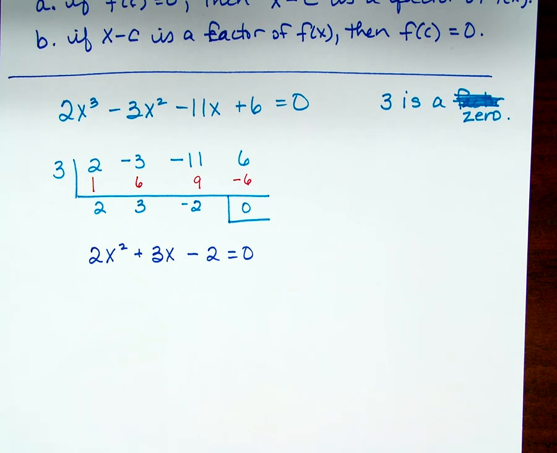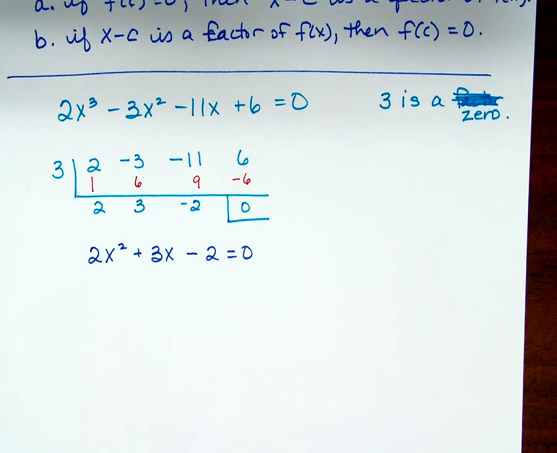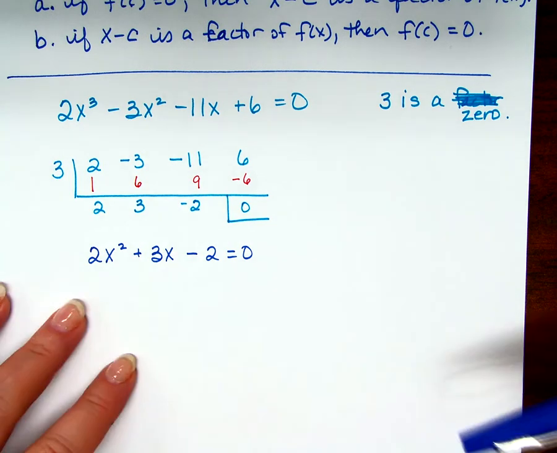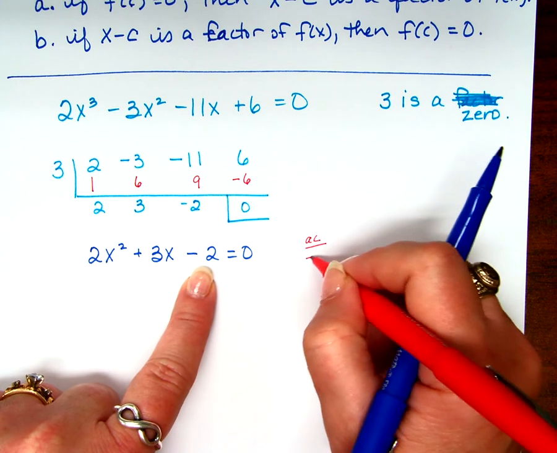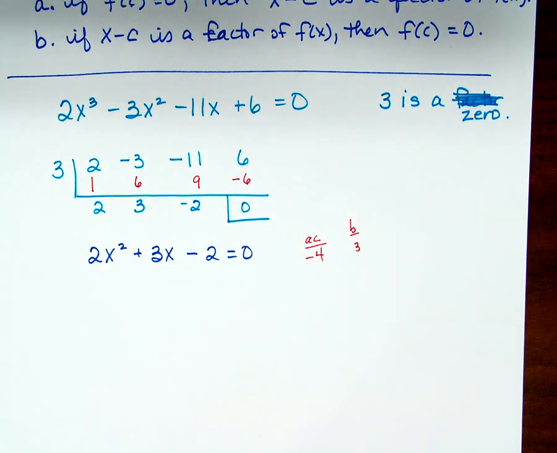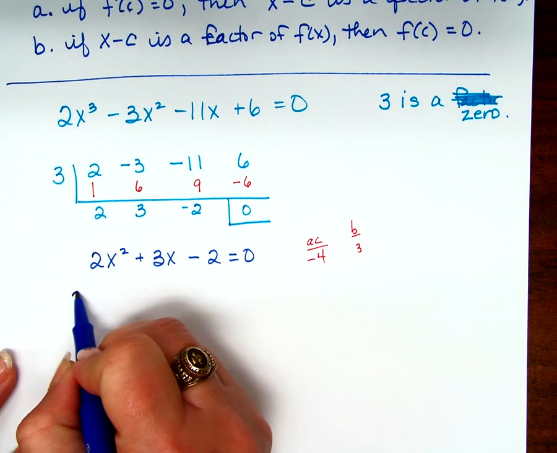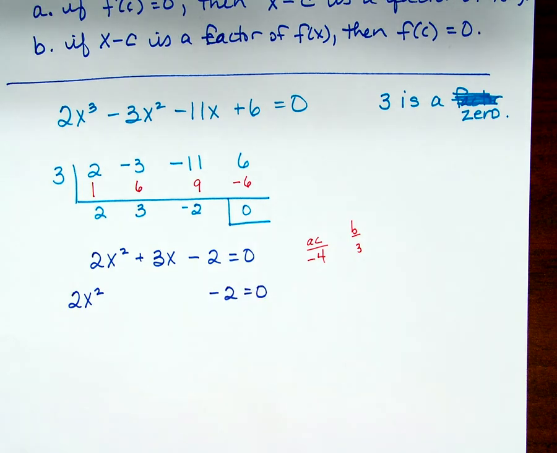And quadratics are way easier to solve than cubics, aren't they? Because now all I have to do is what? Oh, factor. Yay for factoring. How about if we do AC? What's AC? 2 times negative 2, negative 4. And what's B? 3. What two numbers multiply to be negative 4 and add to be positive 3? Multiply to be negative 4 and add to be positive 3.